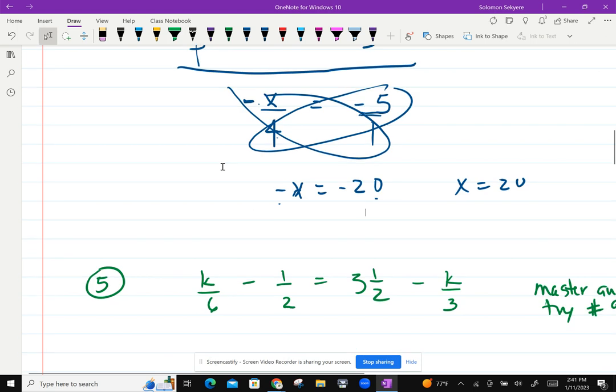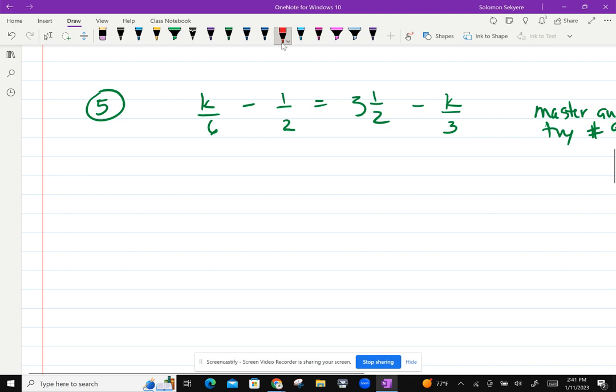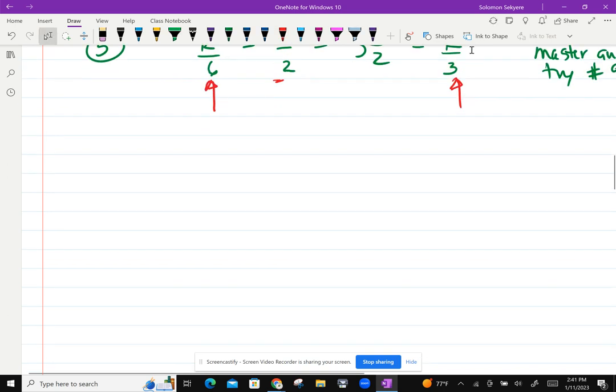Okay, now let's do this one right here. Again, what do I tell you over and over? Identify your variables. Here, there is one there, and there is one there. So we need to combine them. We need to move it from the right to the left, and then we're going to move the negative half from the left to the right. So we start with k over 6, and then we add k over 3 to both sides.